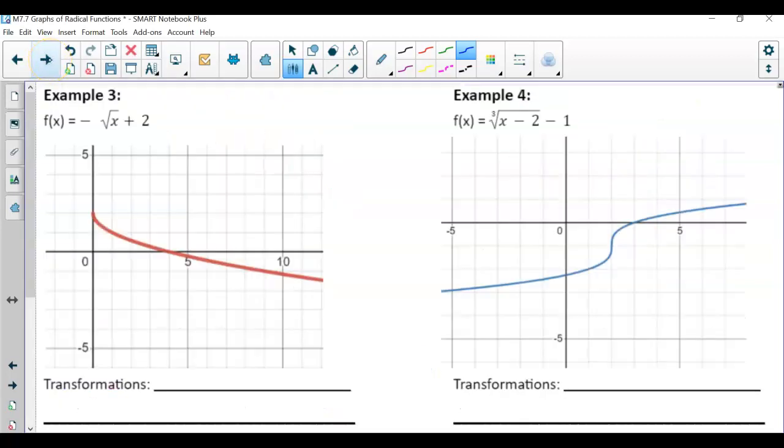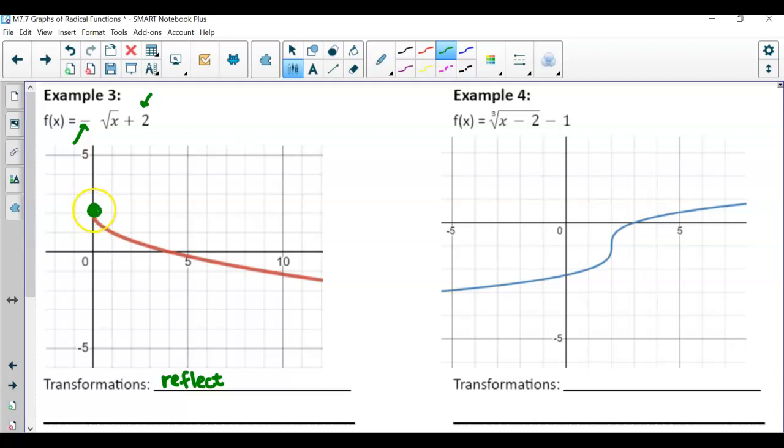So now in example 3 and 4, we're going to include our transformations. Even though I gave you the graph, let's make sure everything matches. Well, notice in this example 3, you have a negative on the outside and 2 here on the outside. So notice what happened to the graph. Well, it reflected and it also moved up 2.